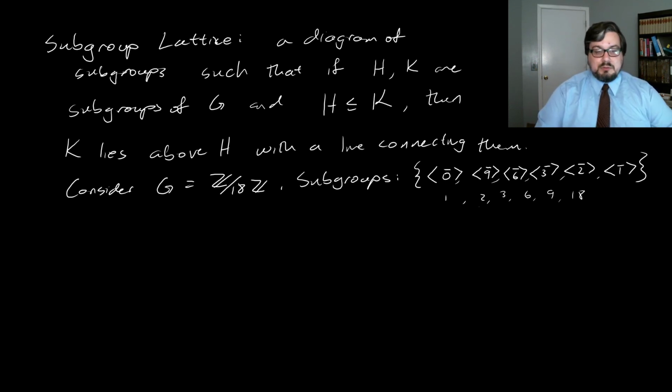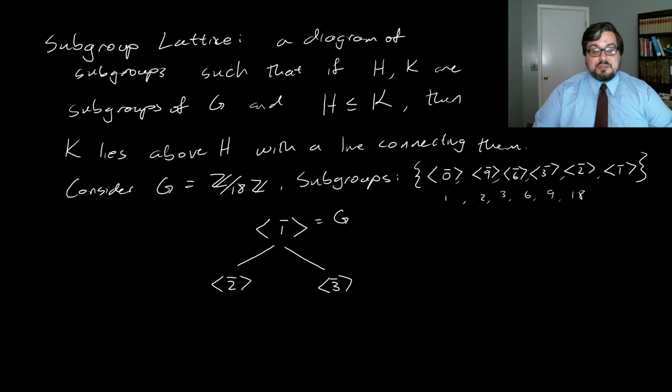They're all cyclic subgroups, of course, and we can put them in a lattice. Now, the largest subgroup here is the subgroup generated by 1. That's, in fact, the whole group. There are a couple of subgroups below this. We've got the subgroup generated by 2 and the subgroup generated by 3. They have no relationship to one another. Neither one is contained in the other, but they're both contained in the cyclic subgroup generated by 1.